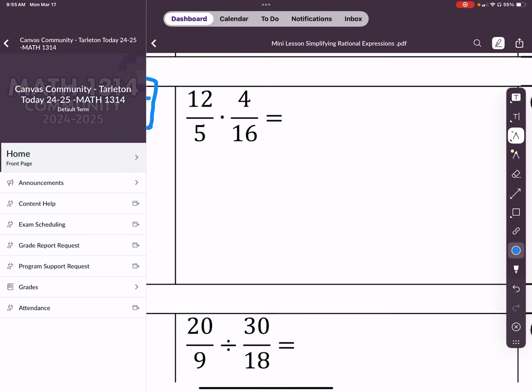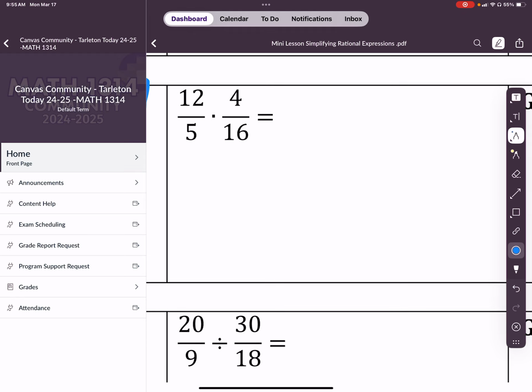I'm going to do this last example for multiplication the same way I did the last one, where I'm going to do it both ways. So again, when I multiply fractions, I'm going to multiply straight across. So 12 times 4 gives you 48. 16 times 5 gives you 80.